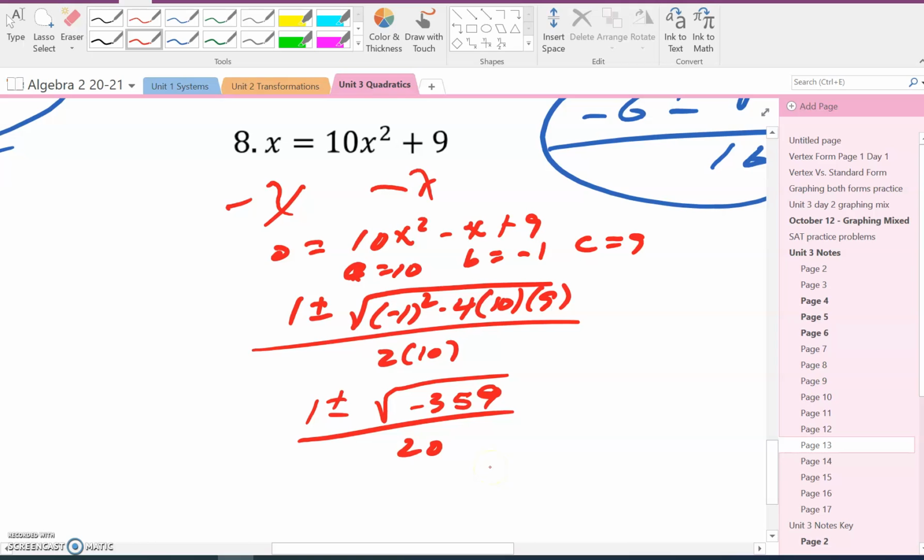All right. Again, simplify that. Those are 2 solutions.